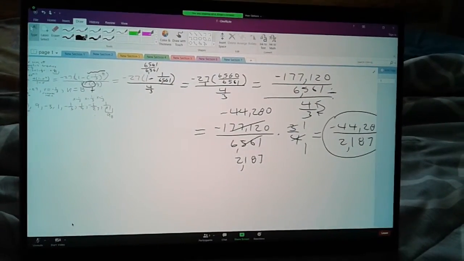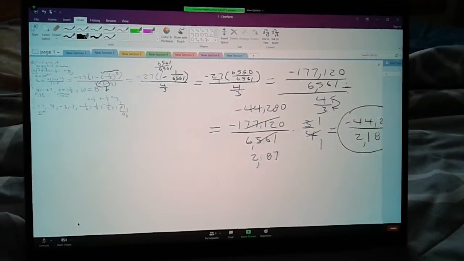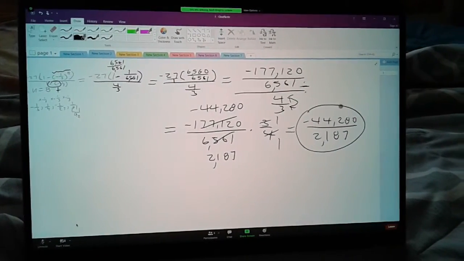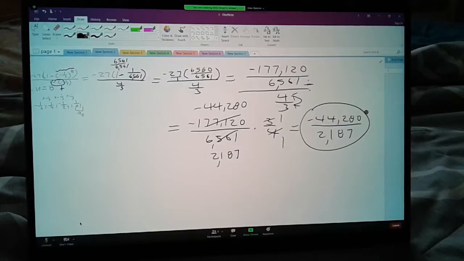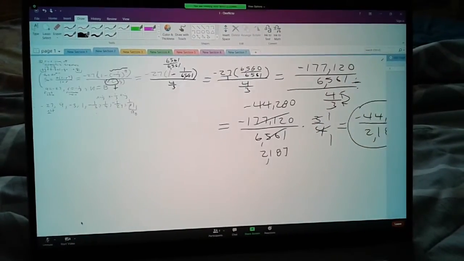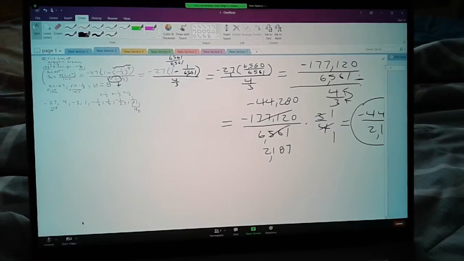Would it be all right if we answered that question with this simplified fraction? Yeah, you could simplify it more. I decided to leave it as an improper fraction though. My scientific calculator doesn't even fit it.